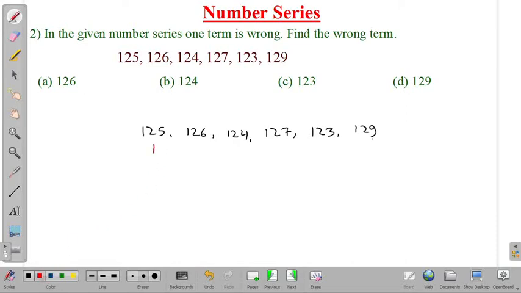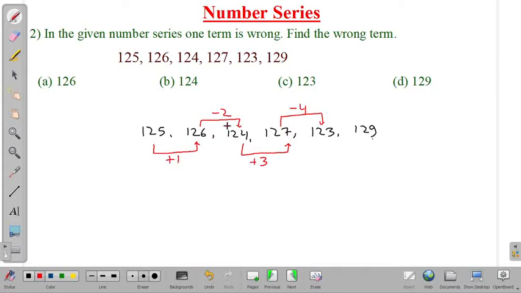So from 125 to 126 we see that it is increasing by +1, right? From 126 to 124 now it is getting reduced by 2, so the difference is -2. And the next term, we see, is again increasing by 3, so it is +3, and then it is decreasing by 4, right? So first one is +1, -2, +3, -4.